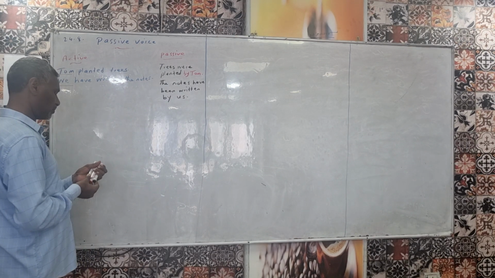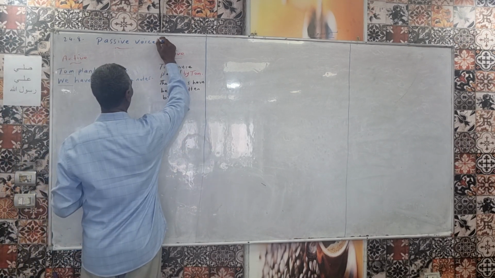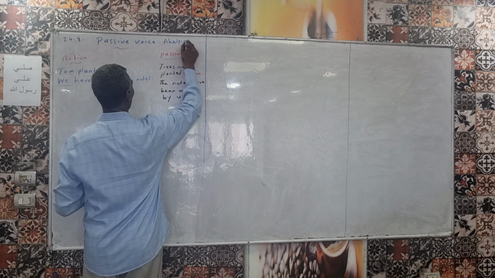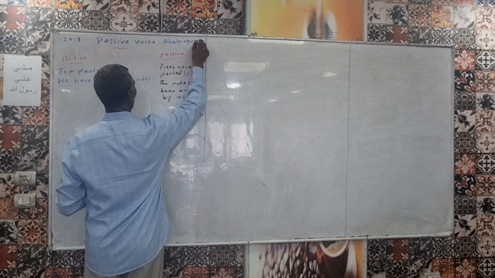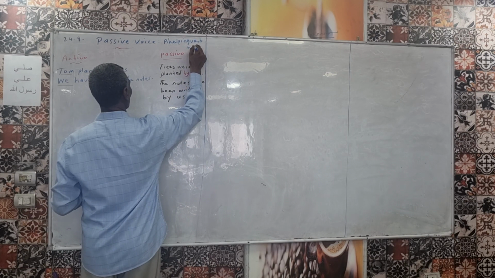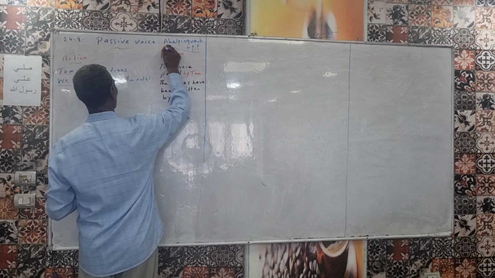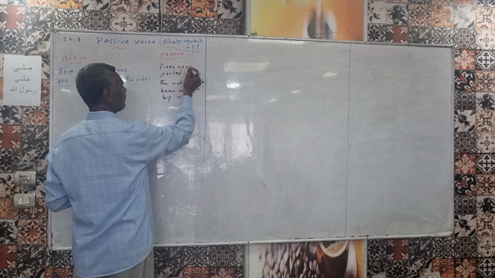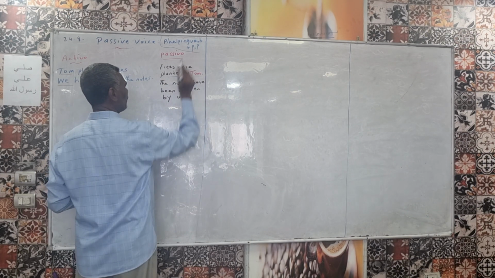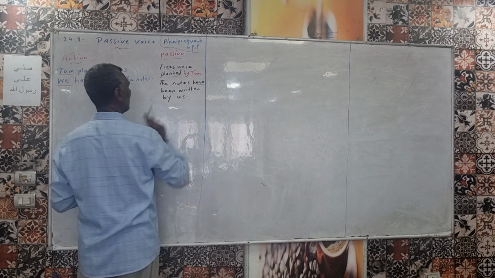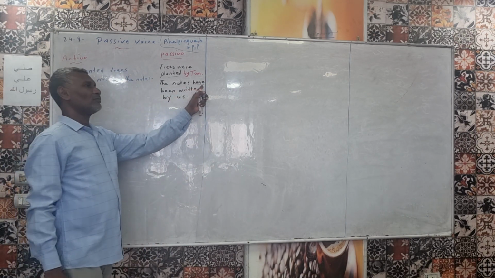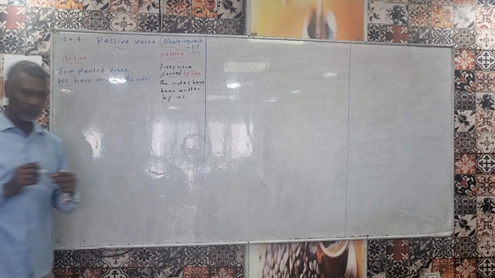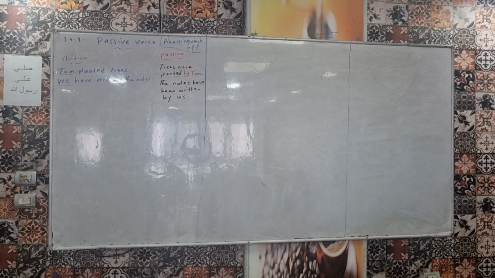The general rule of the passive voice is helping verb plus past participle. Here we have trees were planted: were is the helping verb, planted is the past participle. The notes have been taken: have been is the helping verb plus the past participle taken. Okay? This is my beginning.